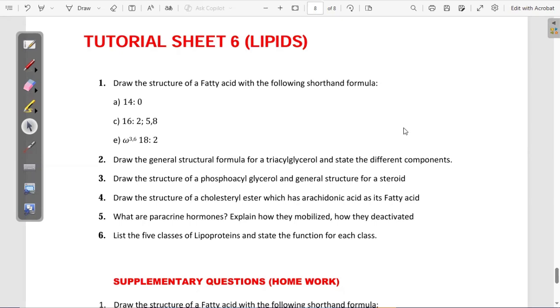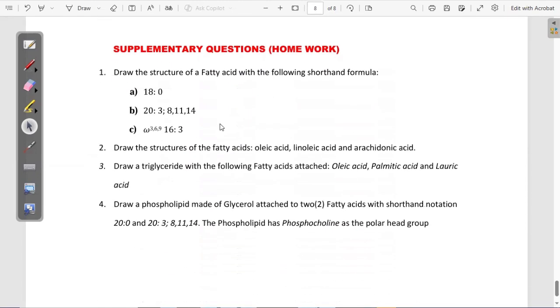Okay, so with me I have a tutorial sheet that has questions on lipids. Those are the important terms that we have to know in order to actually pass any assessment that you'll be doing, as long as it's under the topic what? Lipids. Okay, so this tutorial sheet has 10 questions.